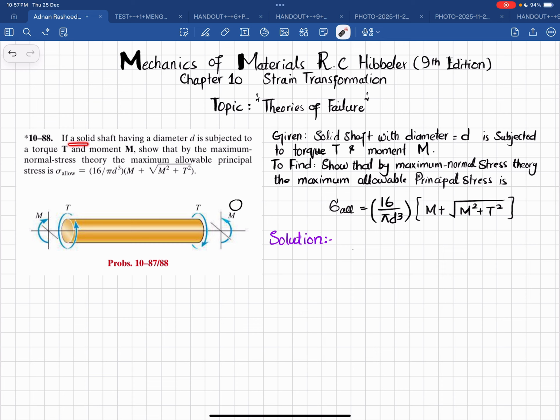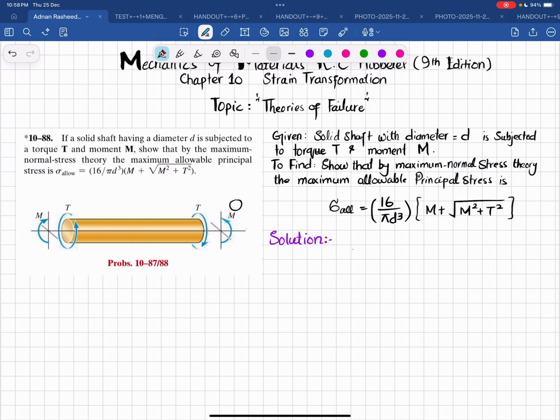So the statement is: if a solid shaft of diameter d is subjected to torque T and moment M, show that by the maximum normal stress theory the maximum allowable principal stress is this one. You can see this is the shaft that is subjected to two equal and opposite torques, producing a twisting effect, and there is a moment acting in the same plane but opposite to each other, producing a bending effect. So you have to determine that the maximum allowable principal stress is this one using the maximum normal stress theory. So let's start with the solution.